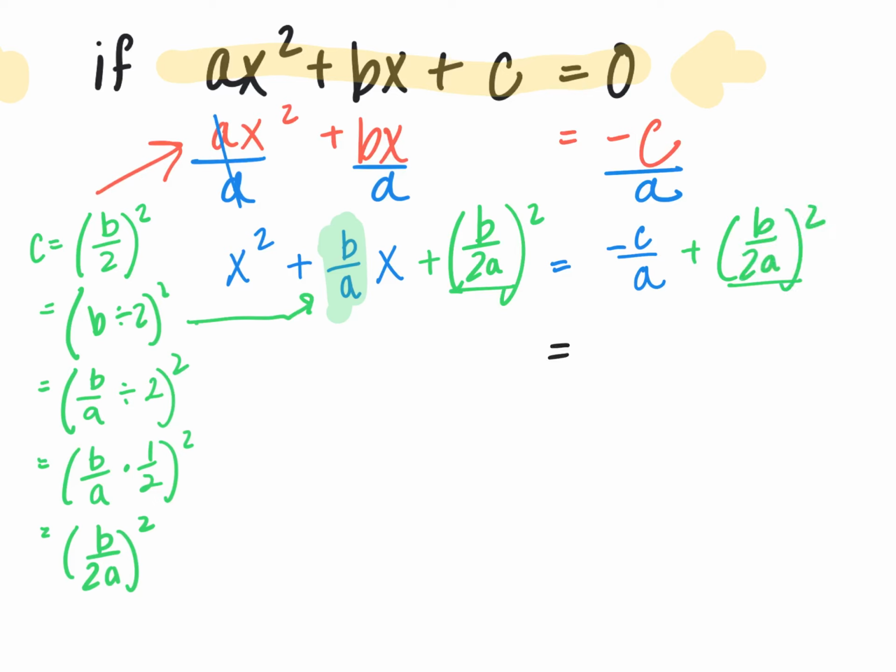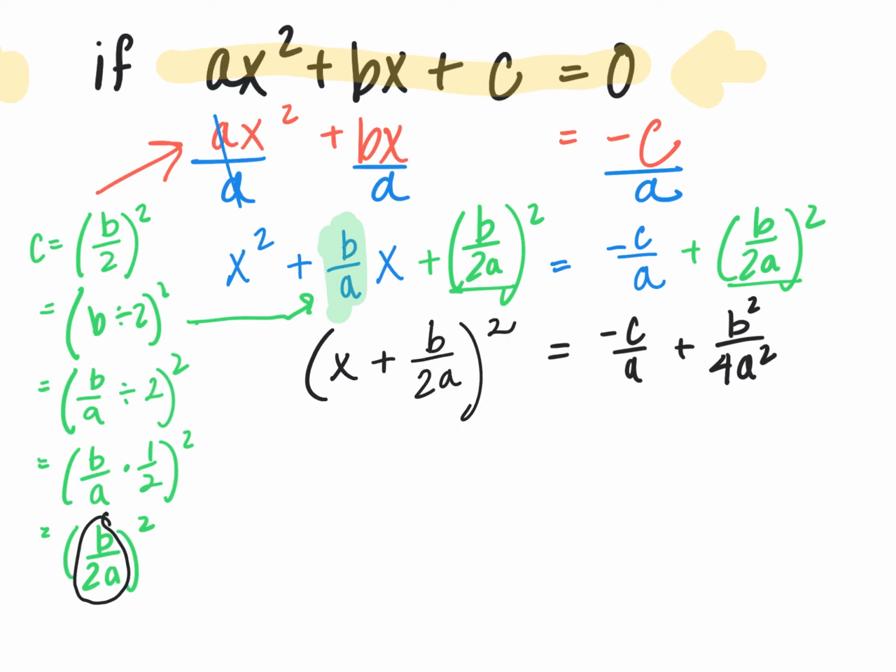Simplifying this a little bit further is going to give us negative c over a plus, and then if we square this, we'll have b squared over 2a squared, which is 4a squared. On the left side, we can rewrite it as a perfect square now that we've completed the square. As a perfect square, it's going to be x plus, and if you guys have noticed the pattern whenever you write your factored form, it is always x plus or minus the value you have in here. So this is x plus b over 2a quantity squared.